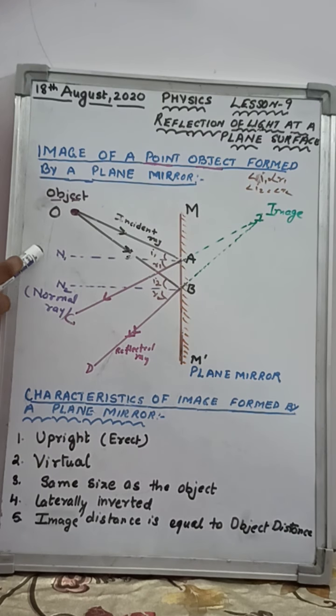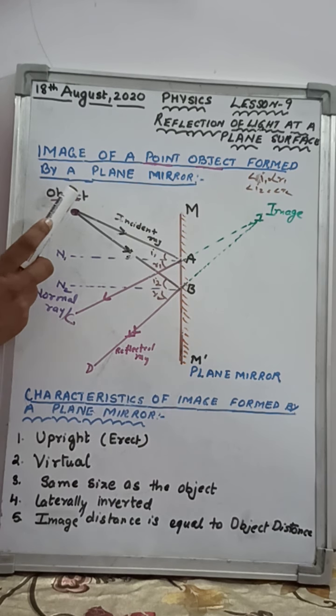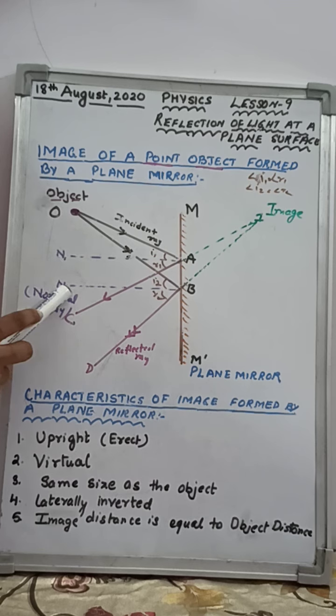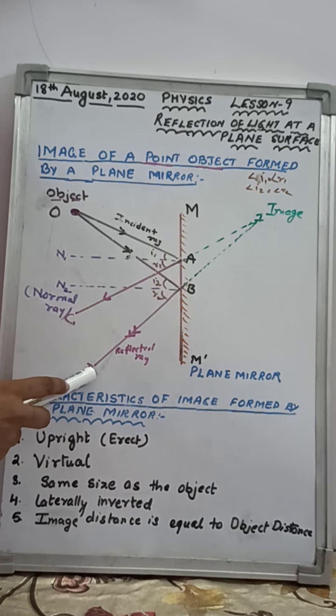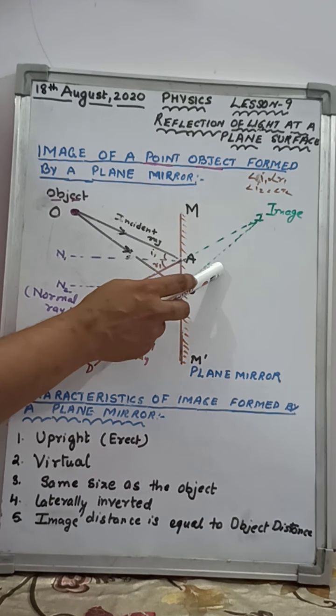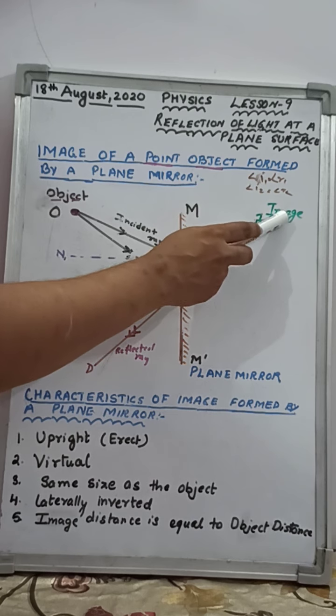So this is a ray diagram, the formation of image of a point object by a plane mirror. So this is your object. These two are the incident rays. These two are the normal rays. You will only use the dotted line. These two are the reflected rays. After striking at the points of incidence A and B, they have reflected. If you produce these reflected rays, they appear to meet at point I. That is the image of the object.